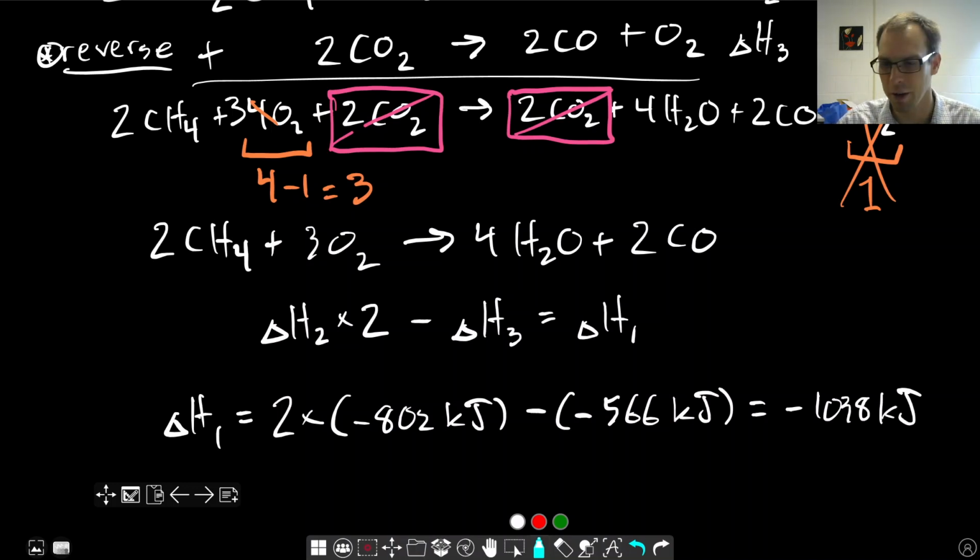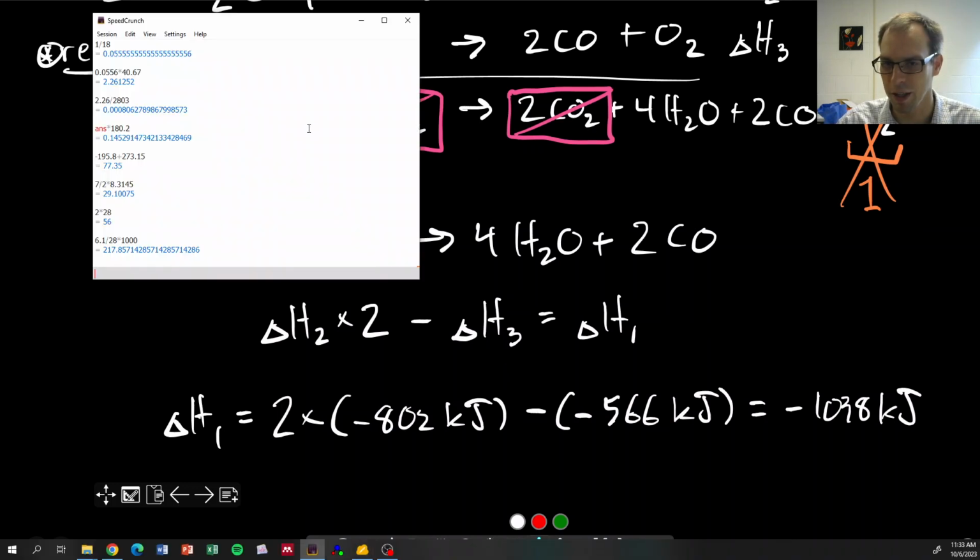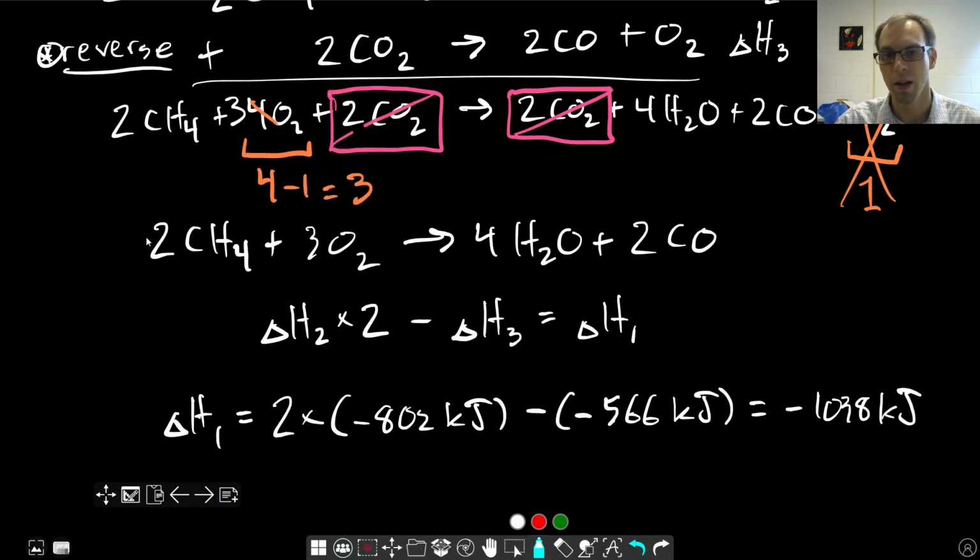Just double check on my calculator real quick that we've done that correctly. That looks about right. So 2 times negative 802 plus 566 gives us negative 1038. All right, so that's great. So that's an example of how you can do a Hess's law problem. It's like a little puzzle. You've got to figure out how to get all the reactants in the right place, all the products in the right place, and then keep track of what you did so that you can do that to the enthalpies as well.